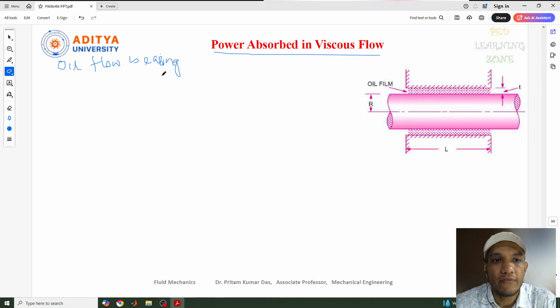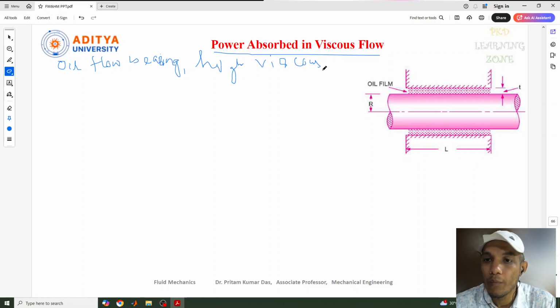Suppose a highly viscous fluid is used for lubrication, then it will offer a great resistance. If you use a high viscosity fluid, the resistance will be very high, and more power is going to be lost.